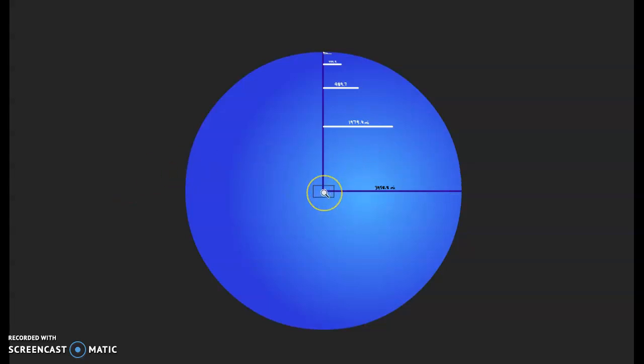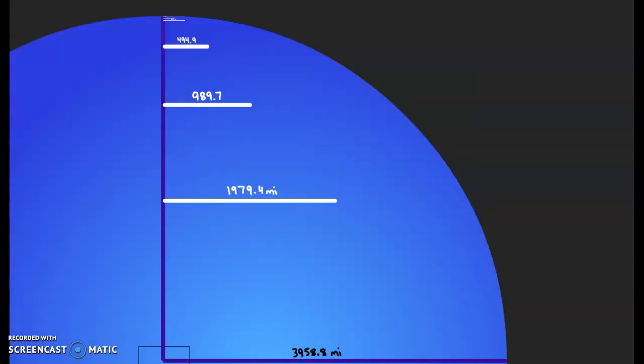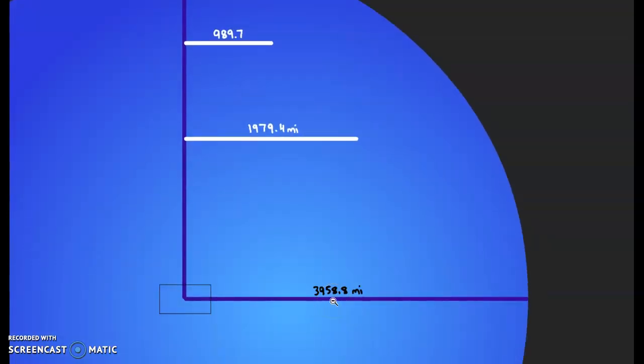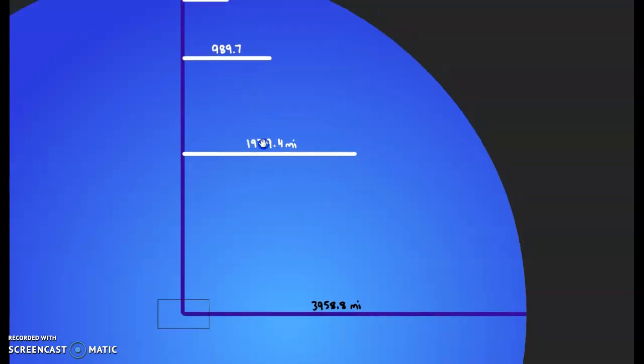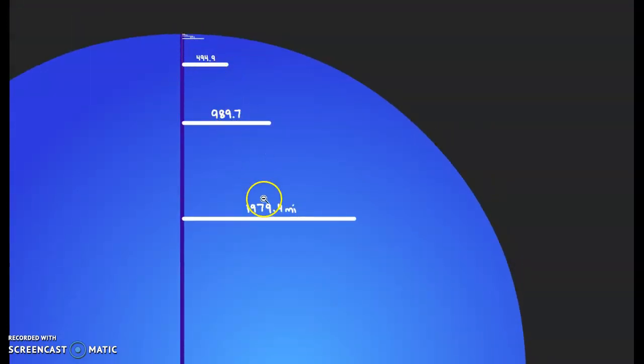It's directly in the center of the circle, and as you can see here, about 3,958.8 miles is roughly the radius of the Earth. And what I did is this line here, I copied its properties and directly cut it in half. So now this length is exactly half of this one, and this one is exactly half of this one, and this one is exactly half of this one, and so on.